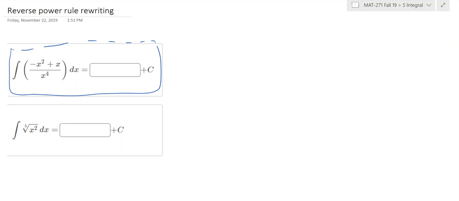But of course, since I just have an x to the fourth in the bottom, I can rewrite this in a simpler form where I could use that reverse power rule along with some properties of integration that we learned earlier. So let's see, if I divide x to the fourth into each term here, I would have a negative x to the negative 2 in this first one. I'm integrating this whole thing. Negative x to the negative 2 plus x to the negative 3, and of course, my dx.